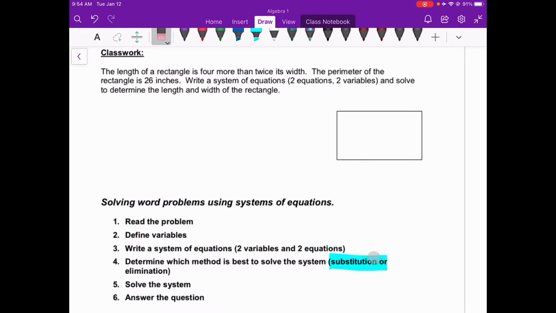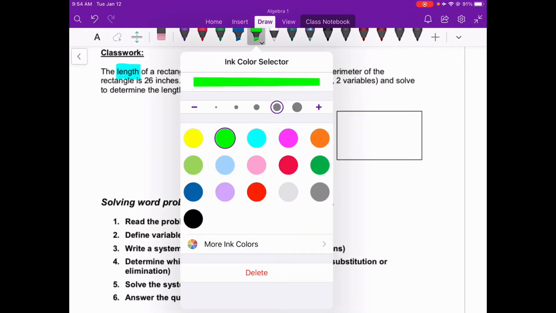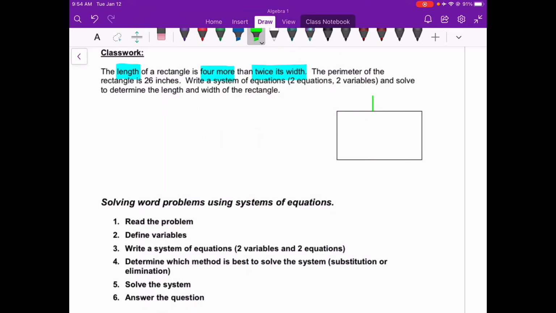So let's repeat those steps with this problem. The length of a rectangle is 4 more than twice the width. The perimeter of the rectangle is 26 inches. Write and solve an equation to determine the length and the width of the rectangle.